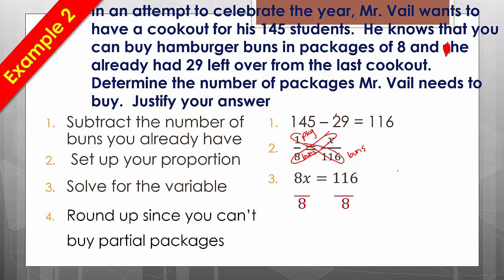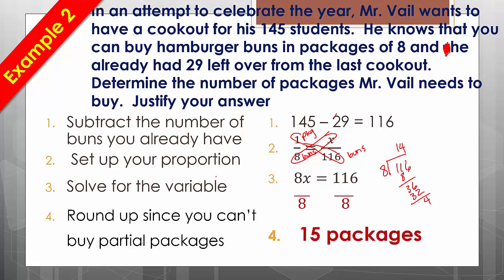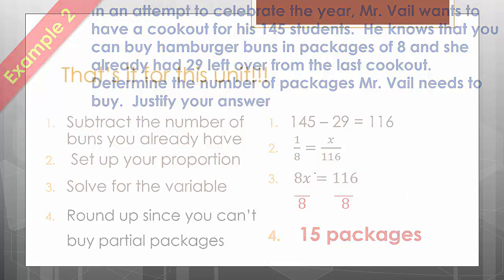Again, like with the last problem, we have 116 divided by 8. That goes in once, then 36, and that goes in 4 times, leaving us with a remainder of 4. But we can't buy a package of 4 buns because we're buying them in packages of 8. So we would need to buy 15 packages in order to get the total number of buns that we need. So yeah, we're going to have some left over, but that's okay because we cannot buy a partial package.